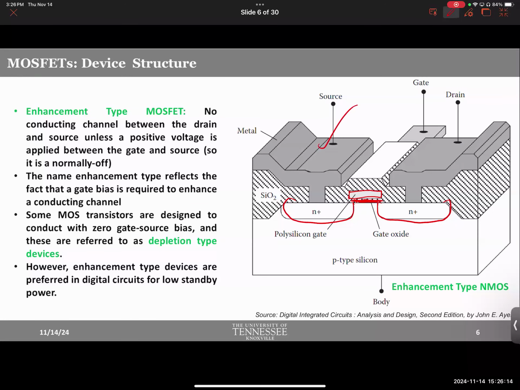You might be wondering, what are these? Can anybody guess? How can you apply a voltage to a MOSFET? Can you just connect the wire to the semiconductor directly? No. Why not? My question is, why not? Why can't you just take a wire and connect it to an N-type semiconductor? There you go. Do something, right? It's not going to work.